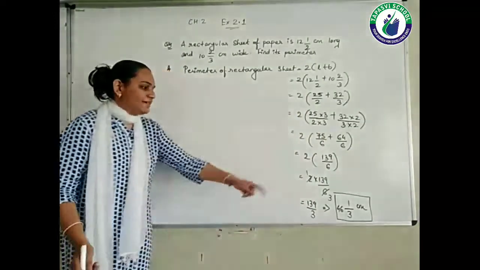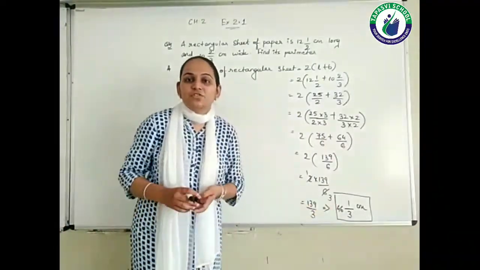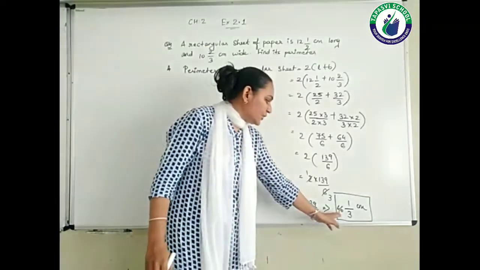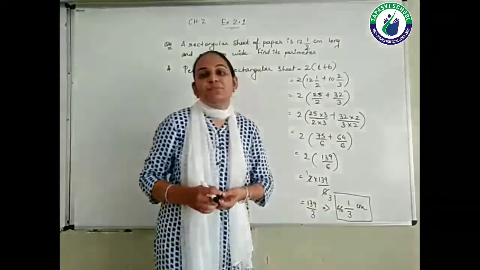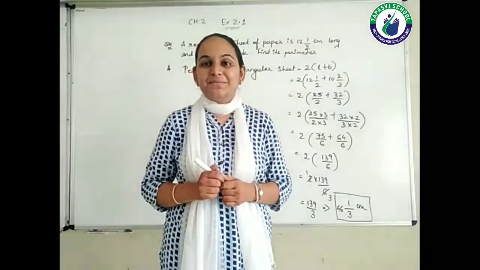Okay, students, just have a look at your answer. 139 upon 3. Convert it into mixed fractions. So I am getting 46 integer 1 upon 3 centimeter as my answer. This is your answer for the perimeter.